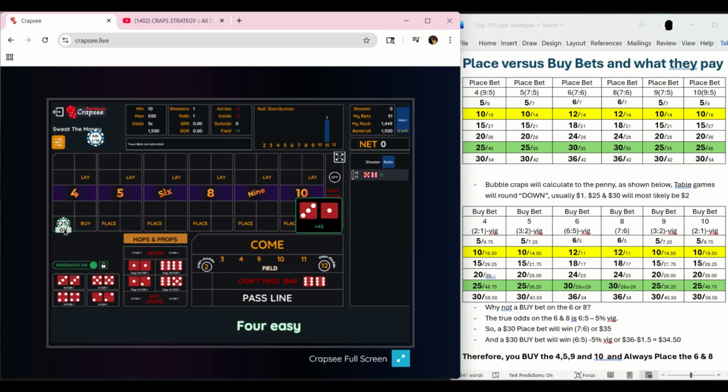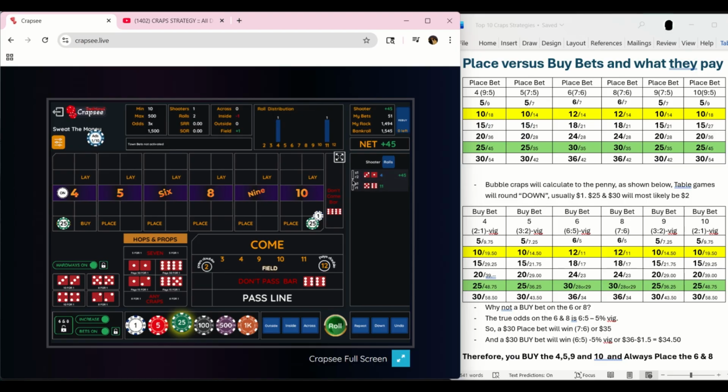Okay, there you go. There's the 4, and it's showing the 4 is a place bet, and it pays $45. So $25 on the 4 on a place bet pays $45. Now, just for giggles, let's move it to a buy bet. So now if we roll a 4 or a 10, we'll get the payout of a buy bet.